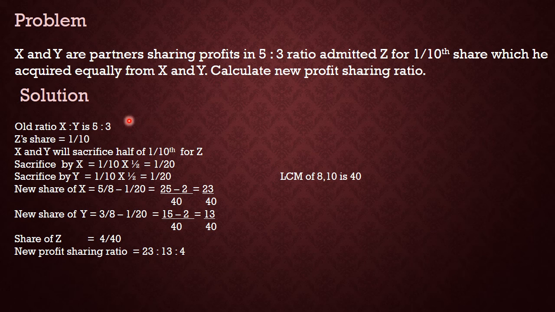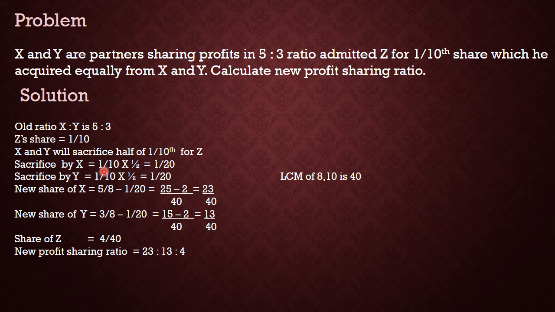In this, the old ratio is 5:3 and Z's share is 1/10. And to Z, this 1/10 will be received from X and Y equally. So we have to calculate the share of profit sacrificed by X and Y.